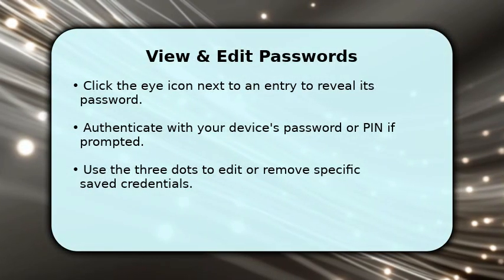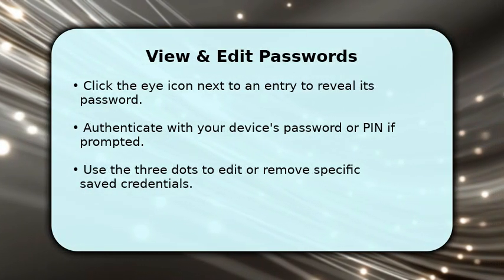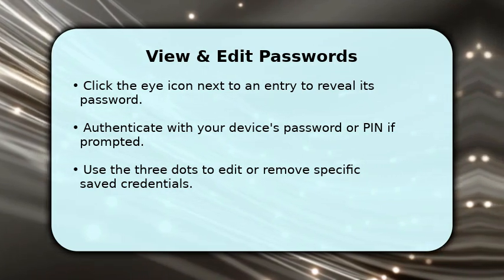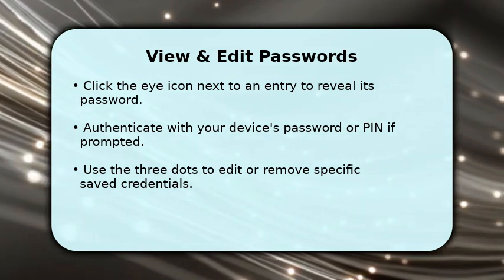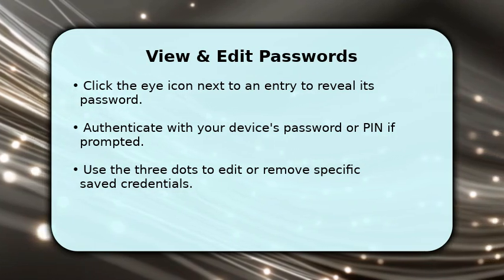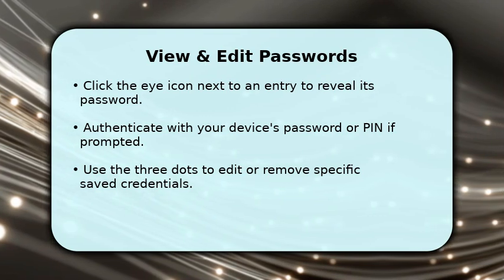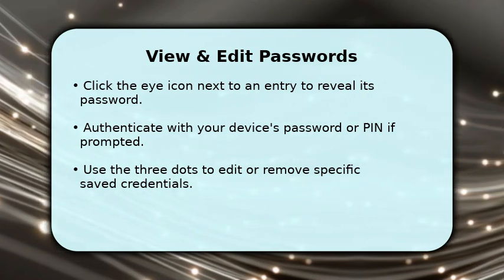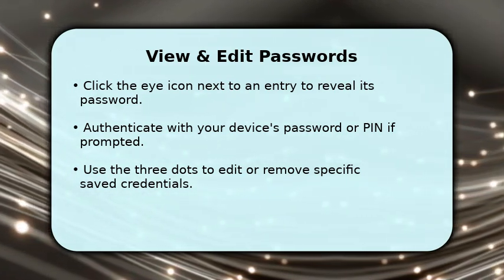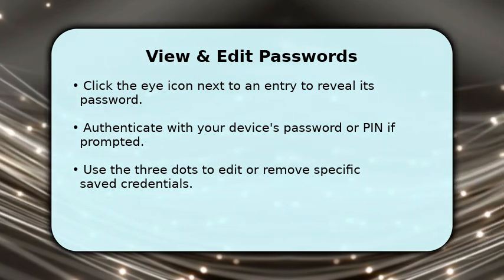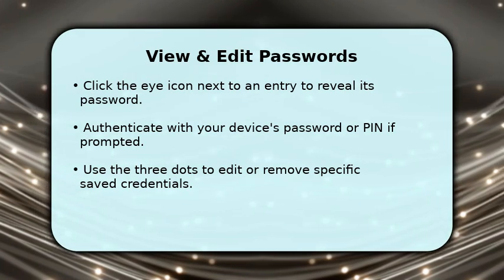Once you're in the password manager, you'll see a list of websites and your usernames. To view a password, simply click the eye icon next to the entry. For security, you might be asked to enter your computer's password or PIN. If you need to make changes, click the three vertical dots next to any entry to either edit the username or password or completely remove it from your saved list.